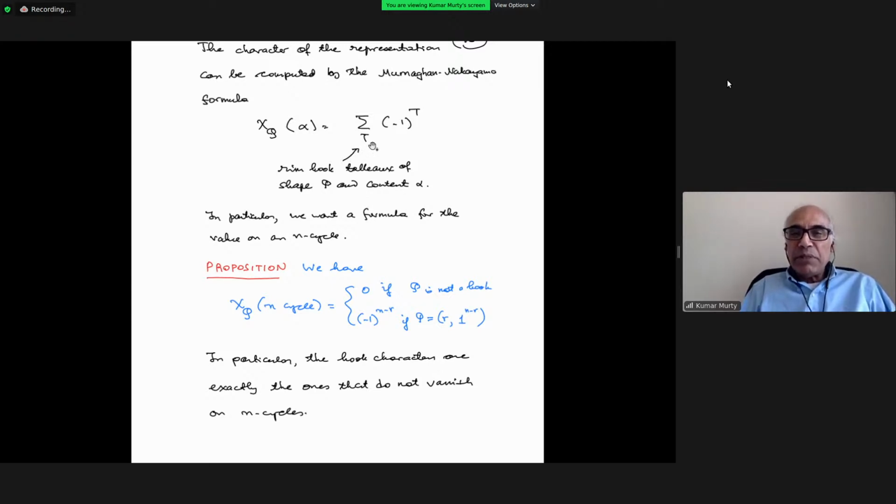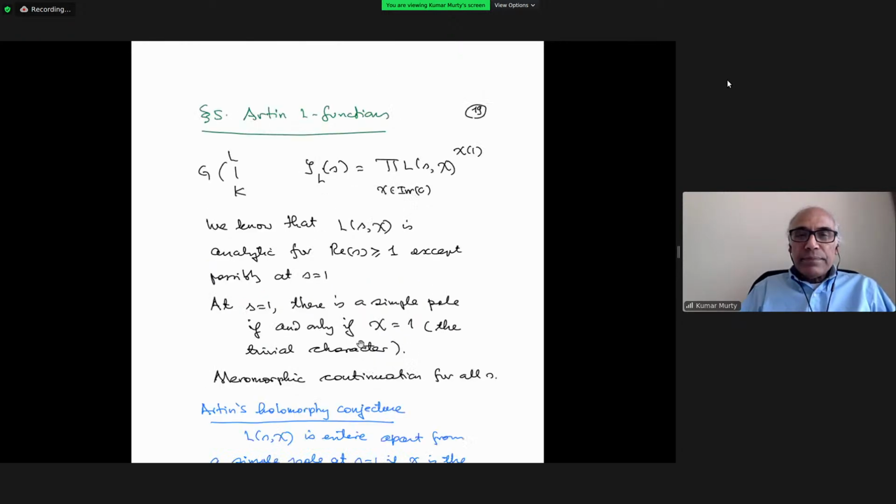Okay, but the very important point is it's completely combinatorial. And another important point for us is that if I'm looking at an n cycle, the only characters that are not 0 on an n cycle are the hook representations, and they take the value plus minus 1. Okay. Good. Now let's look at Artin L functions.